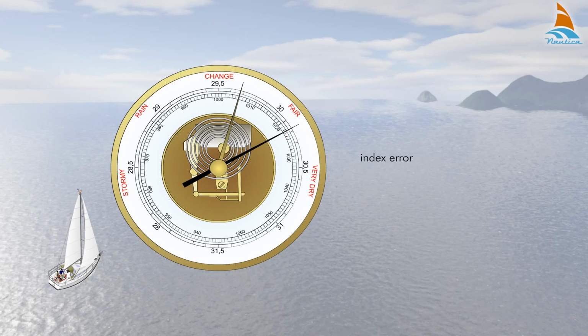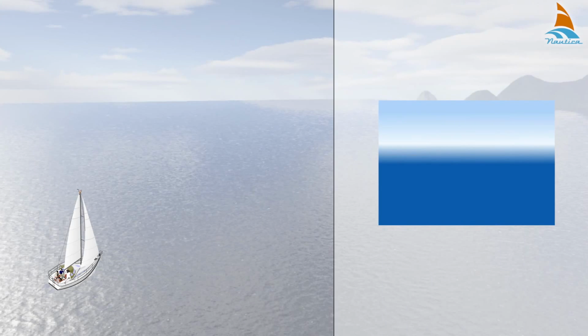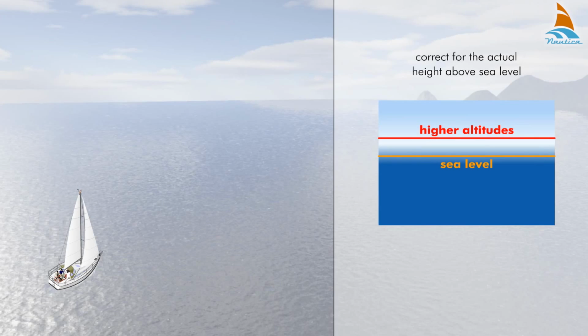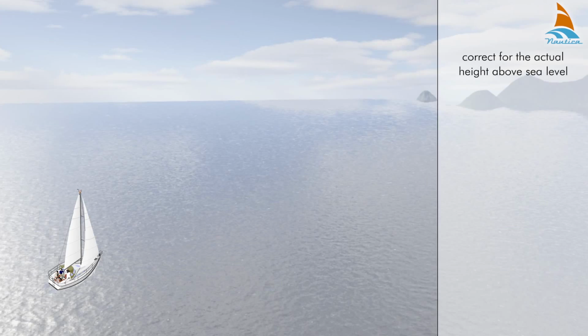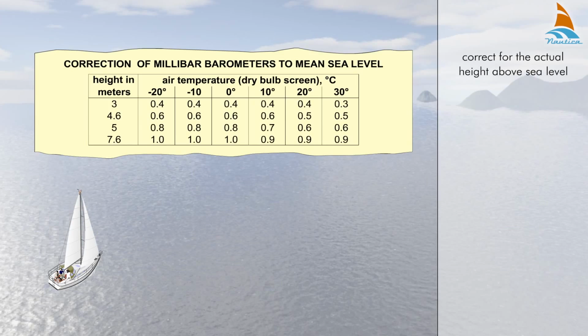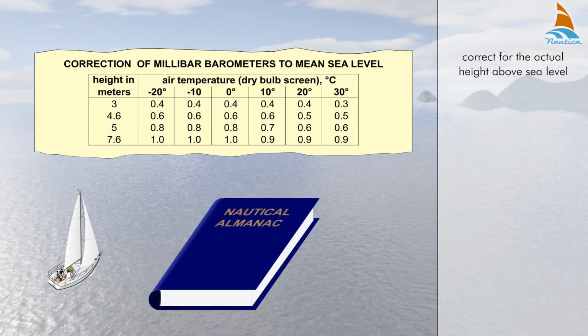The index error is mainly caused by mechanical factors, and consequently the aneroid barometer slips from its initial accuracy. You should regularly check the accuracy of your aneroid barometer against a corrected mercury barometer. For information about mercury readings, call any National Weather Information Service. Because the air is denser at sea level than at higher altitudes, you must also correct for the actual height above sea level. Use the table Correction of Millibar Barometers to Mean Sea Level for the altitude correction. This table is available in the Nautical Almanacs.